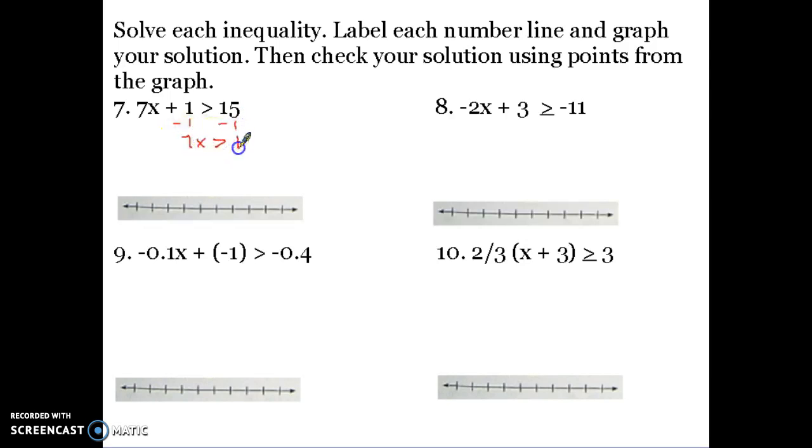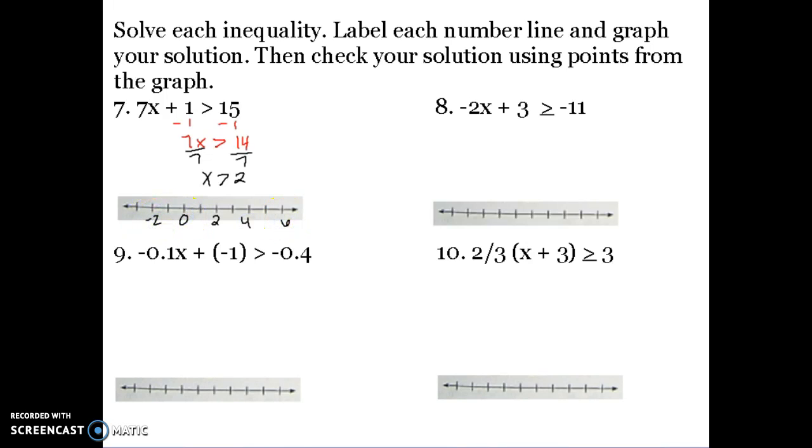7x is greater than 14. The inverse of multiplying is dividing. 14 divided by 7 is 2. So x is greater than 2.